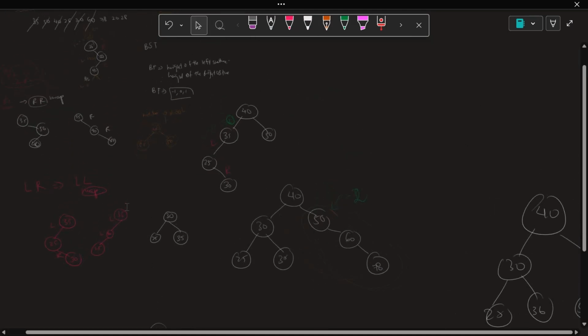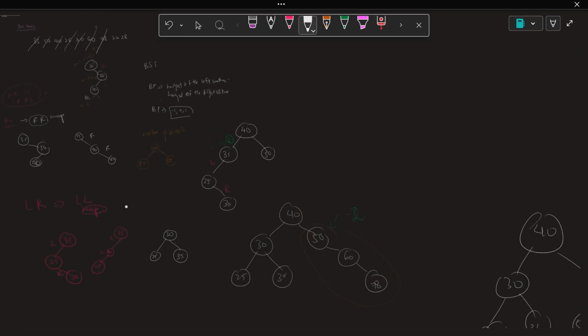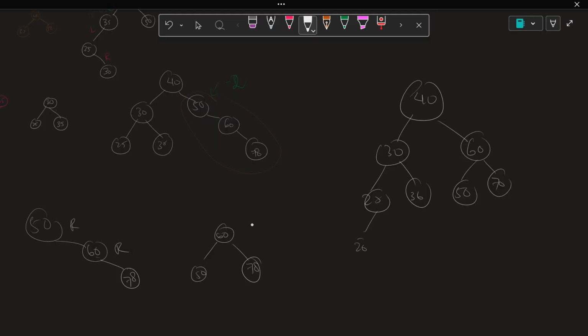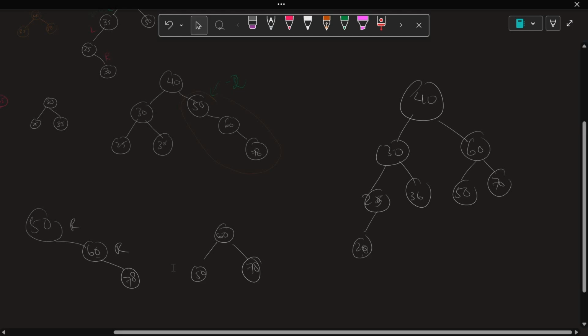Okay, now what do you have? Now we're done with this one. So now what do we have to add? We have to add our 20 over here. So 20 is going to go over here, because it's less than 30, less than 25. So that means it's going to go over here at the left side of 25.